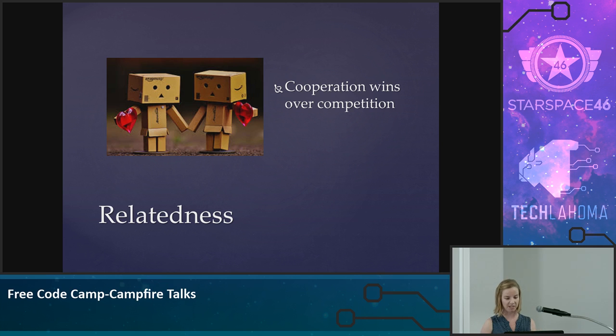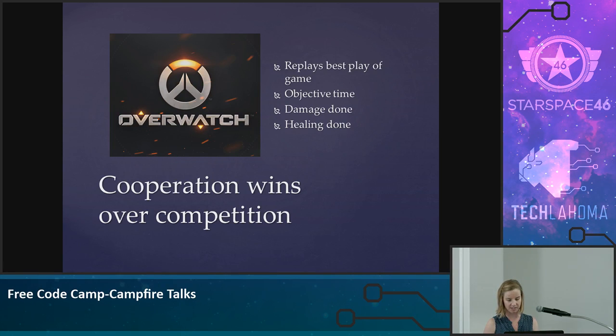Okay, and then another piece of relatedness, cooperation wins over competition. I think this is kind of counterintuitive for some people, but that's what some game developers believe. And an example of this is a game called Overwatch. And Overwatch focuses more on the positives. So in a lot of games, you see the stats at the end, and it's all comparative. All the players, this person did this much, but this person did more. What Overwatch does is a little bit different because it displays stats that are related to each player, and it's the best stats of their game.